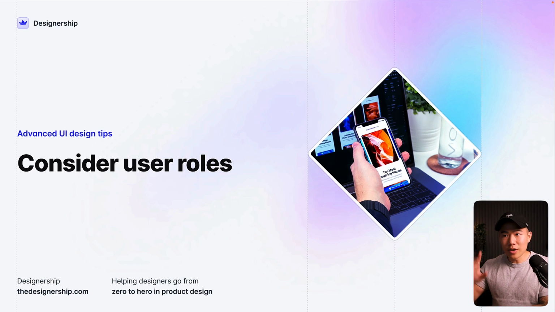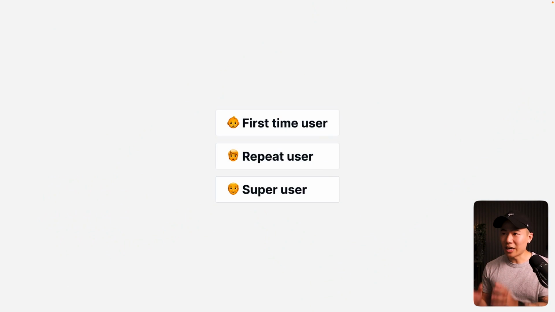So the first one is around considering all user roles. When we are designing applications, we generally just think about the first time user. It's generally the most common scenario that most designers design for and think about. But there are 2 other scenarios that you should also consider in your workflow as well: repeat user and the super user. So this first time user is a person who just opens up the app for the first time.